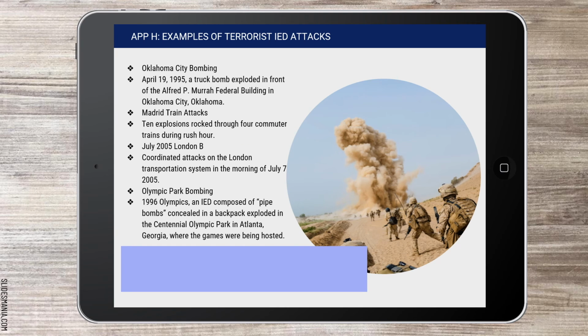In case you're not aware of some of these IED attacks, here are some examples. There was the Madrid train attacks, which consisted of 10 explosions that rocked through 4 commuter trains during rush hour. And there was the Olympic Park bombing, which took place during the Olympics in 1996. This is where an IED composed of pipe bombs was hidden in a backpack, and this backpack exploded in the Centennial Olympic Park in Atlanta, Georgia, which is where the Olympics were hosted at the time.